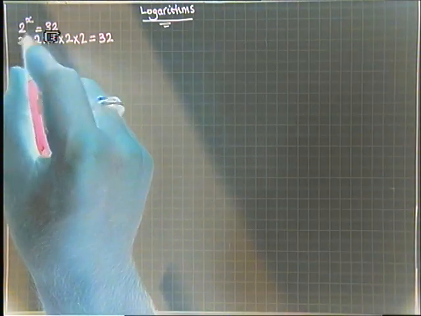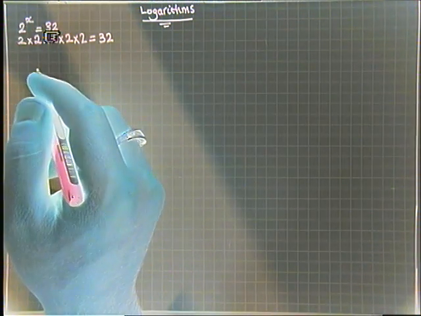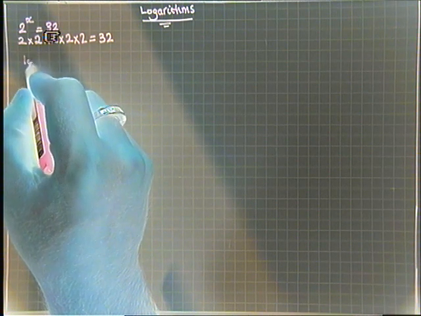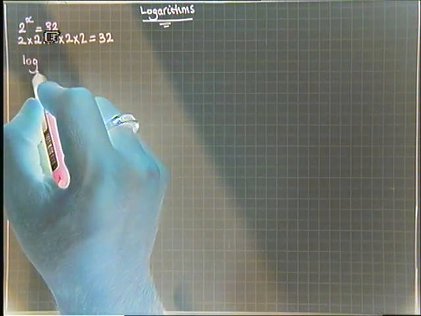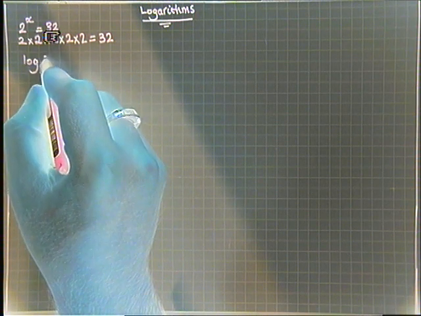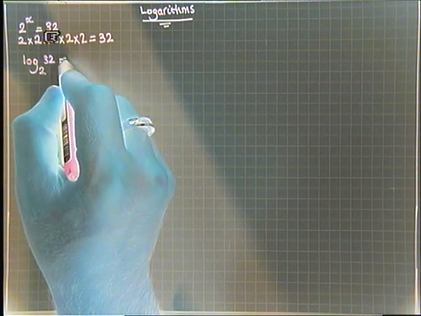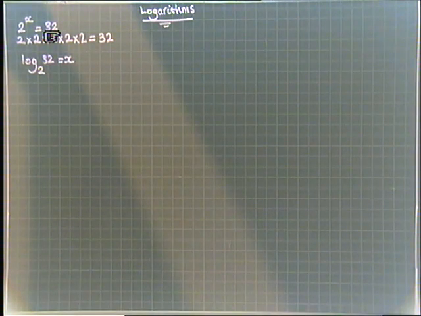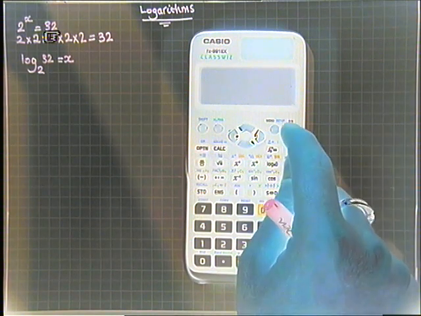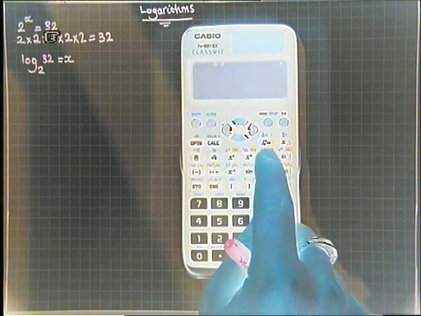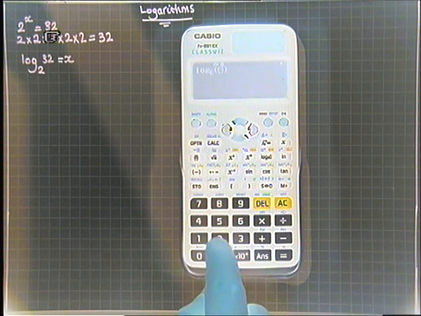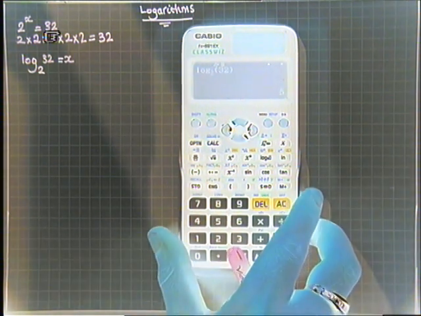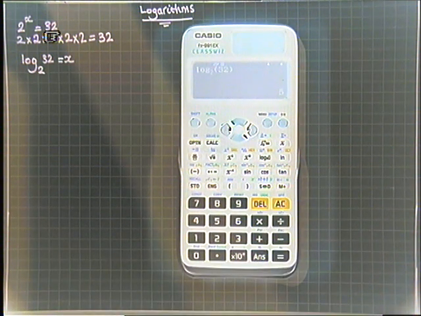Okay, so let's write down 2 to the power of x equal to 32 in terms of logarithm. We write log of base 2 of 32 equals x. So let's use our calculator to see what we get for x if we use the logarithm. Log the base of 2 of 32, which we can clearly see equals 5.